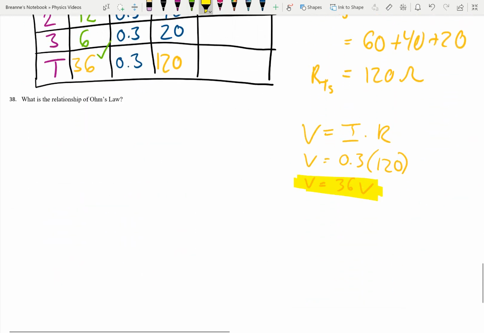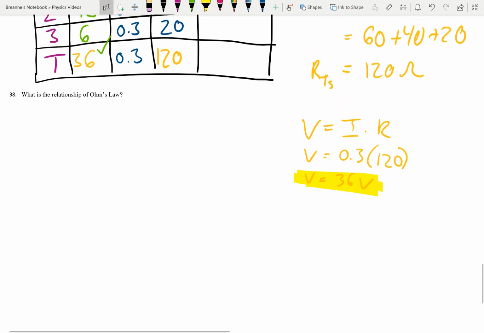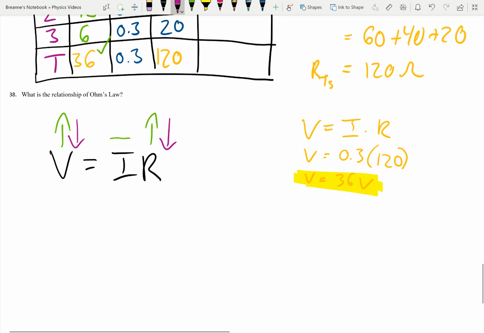Yay! Last question. So what is the relationship of Ohm's law? Hope you know that Ohm's law is V equals IR. So there's different types of relationships going on here. So let's say our voltage is increasing and our current is staying the same. So if we want our current to stay the same, that means our resistance would have to increase. And of course, you have vice versa. If it goes down, that goes down. That gives you a direct relationship.